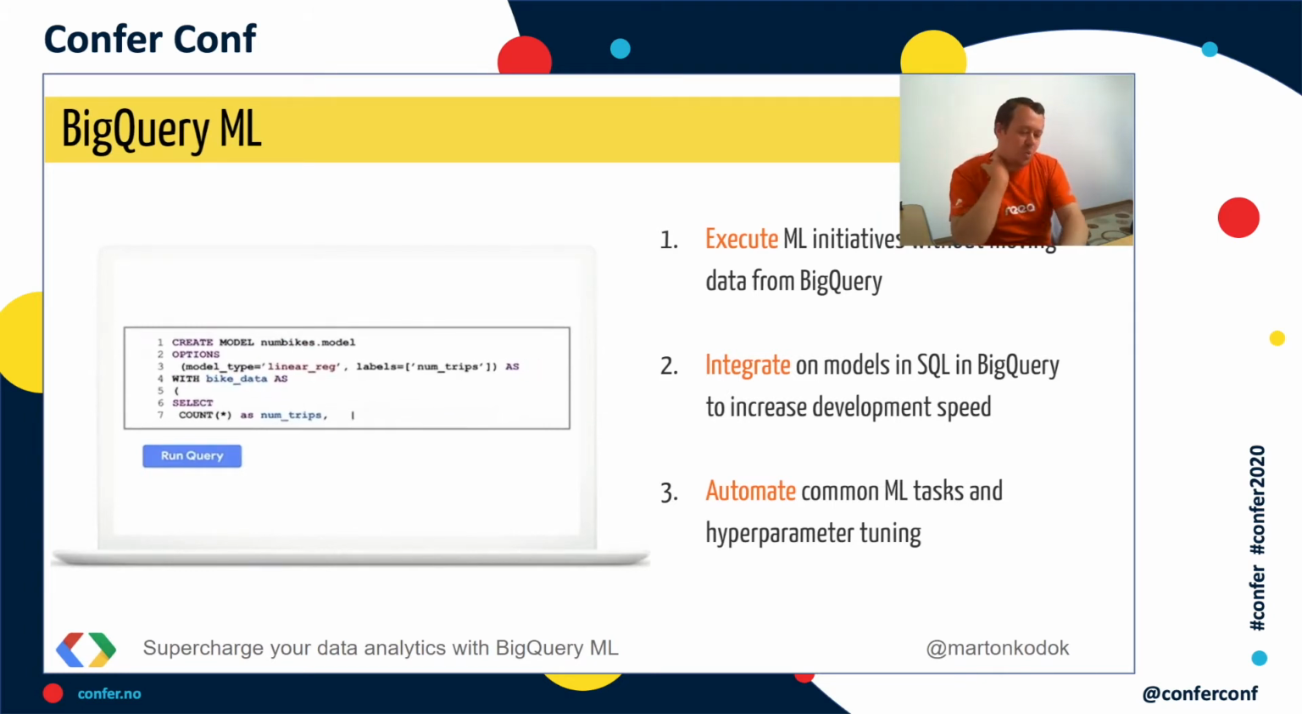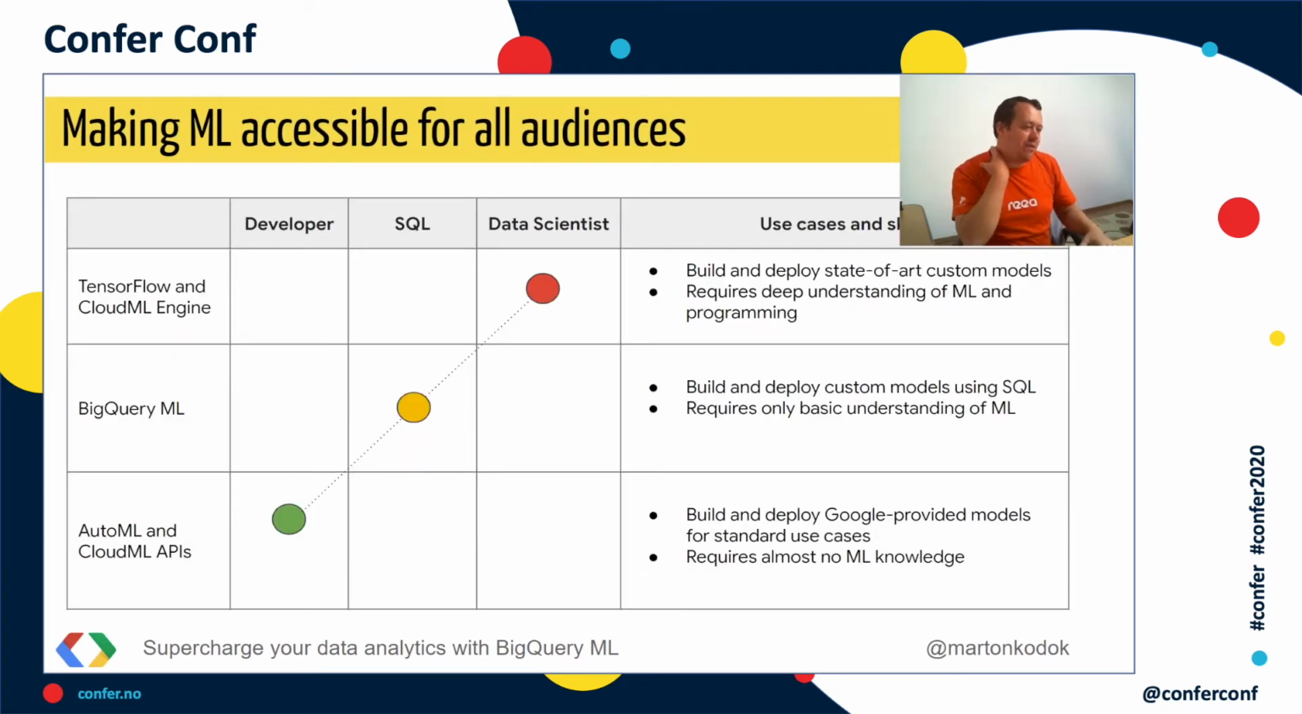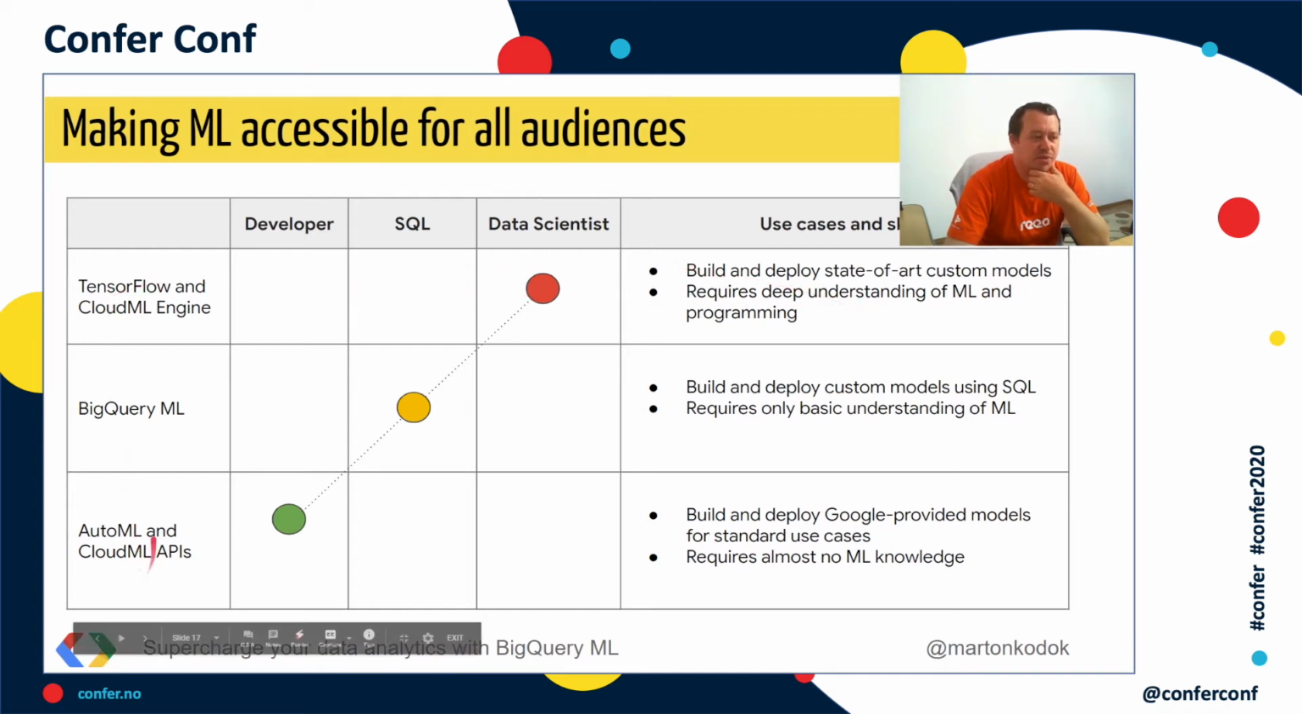So where can we put this offering? Let's take TensorFlow, because nowadays it is the de facto way to build out custom machine learning models. For TensorFlow, you need data scientists, and you can deploy a state-of-the-art custom model. It requires a deep understanding of machine learning and programming. On the other side, if you move down the table, we have AutoML and Cloud ML APIs, which require only a developer or eventually a browser and some zip file in order to get started.